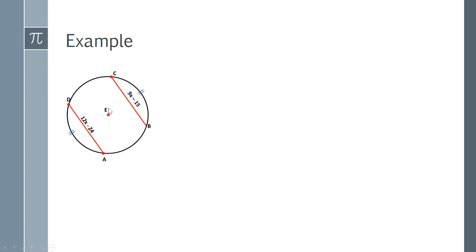So here's a little more complicated example of this. Here's our situation. We want to find the value of x. It looks like these two arcs are marked congruent, so that means these chords will also have to be congruent. So we just set up an equation: 12x minus 24 would equal 9x minus 15. We're going to solve for x.